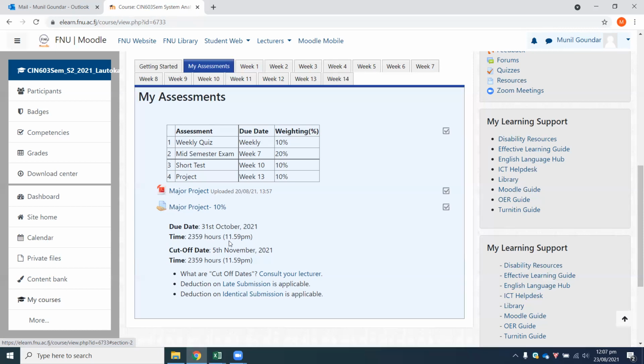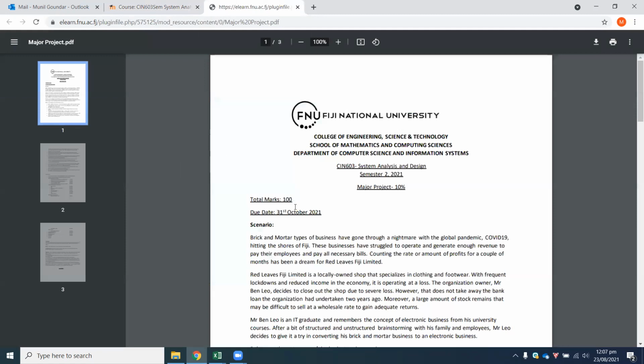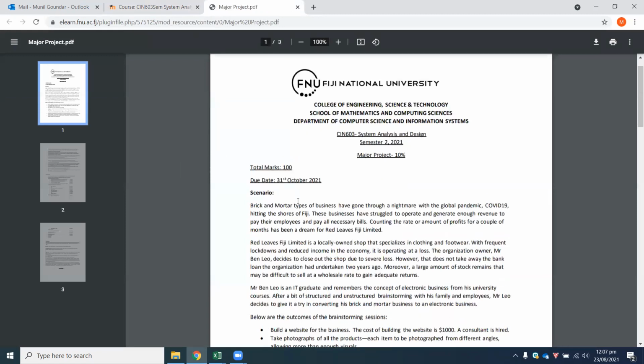Should you be facing any genuine problems or issues, you can always let me know, but do not tell me after the due date. You have to tell me before the due date. But you have more than 2 months to submit, so I don't expect you to come up with excuses for late submissions. Now, also note this: let's go and have a look at the question.